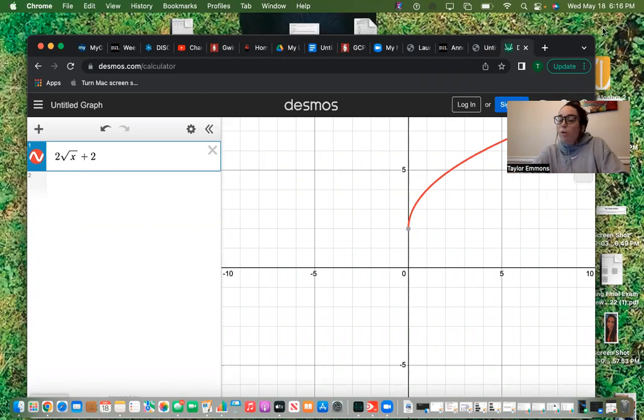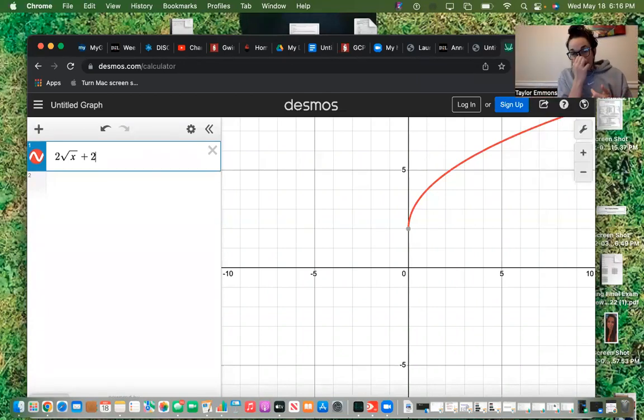Okay, I'm going to go over the different types of key features that you might see on this one. So let's first talk about domain. I love you guys, but y'all suck at domain. With that being said, that's your farthest left x value to your farthest right x value. So what's my farthest left x value?